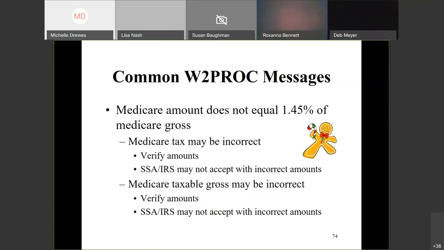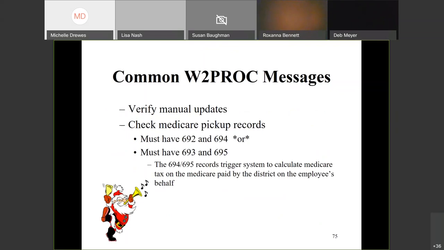The Medicare amount does not equal 1.45% of the Medicare gross. Here, this might be an incorrect Medicare tax. So again, you're going to want to verify these amounts, because SSA and IRS probably will not accept them if these are incorrect. And that also goes for any Medicare taxable gross. So verify that the Medicare tax and the Medicare taxable gross are correct. It probably will stop the files from being submitted. Again, just verify if any manual updates have been done.